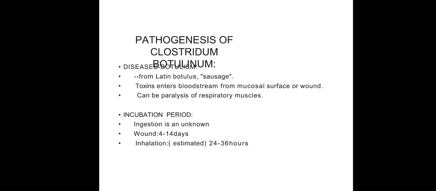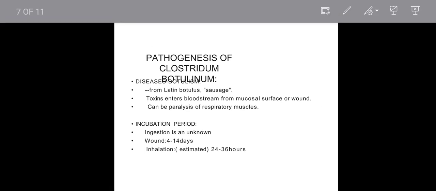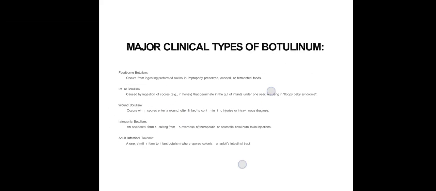Major clinical types of botulism. There are five major groups: foodborne botulism, infant botulism, wound botulism, iatrogenic botulism, and adult intestinal toxemia. Foodborne botulism occurs from ingesting preformed toxin in improperly prepared canned and fermented foods. Infant botulism is caused by ingestion of spores, for example in honey, that germinate in the gut of infants under 1 year.